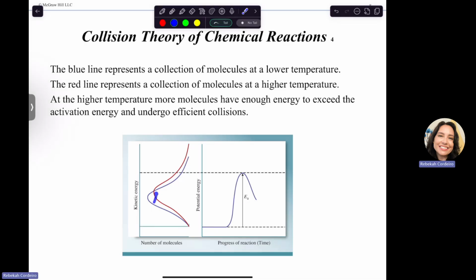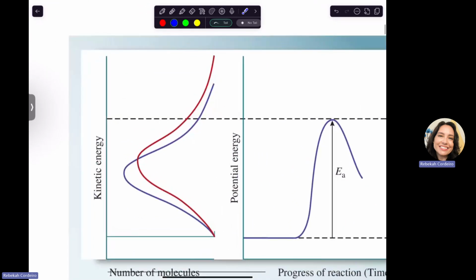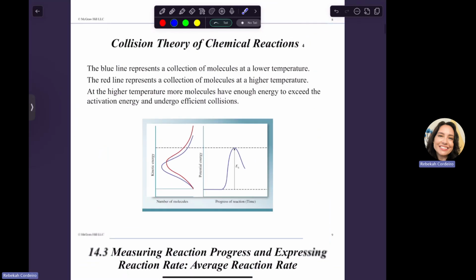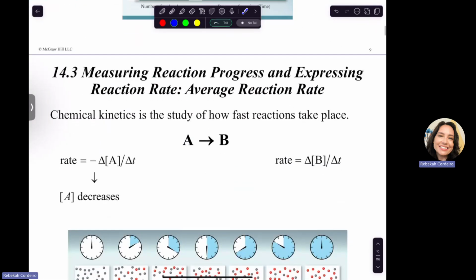So we kind of shift our kinetic energy up a little bit. I know you've seen this graph before, but on its side. But basically what it's saying is that if you have more energy, you're more likely to get over the hump, which should make sense.